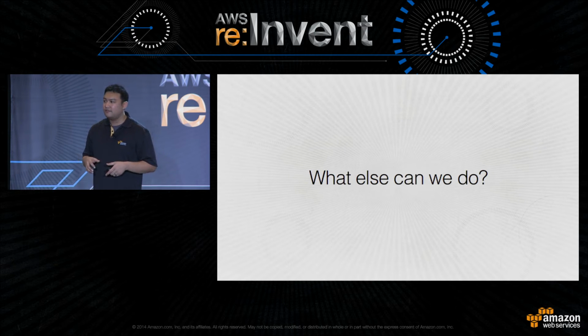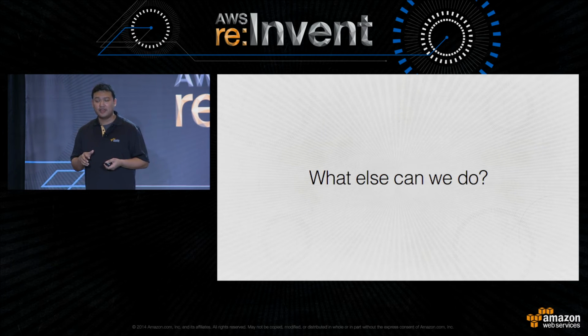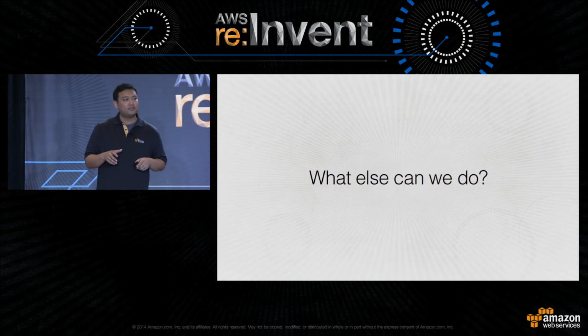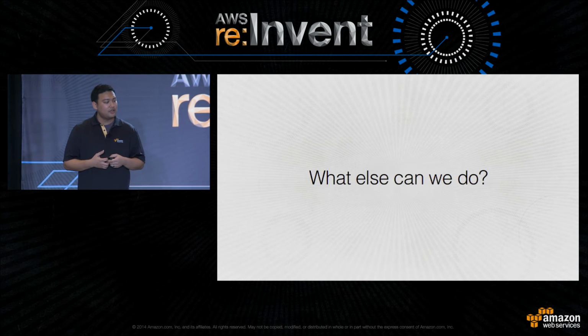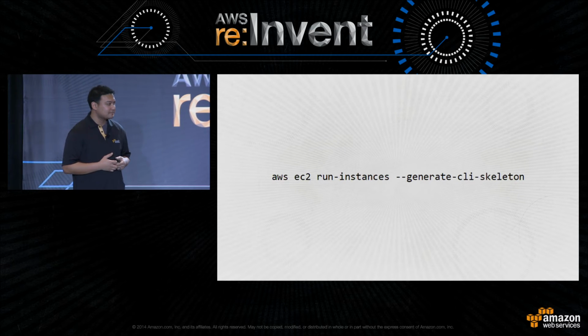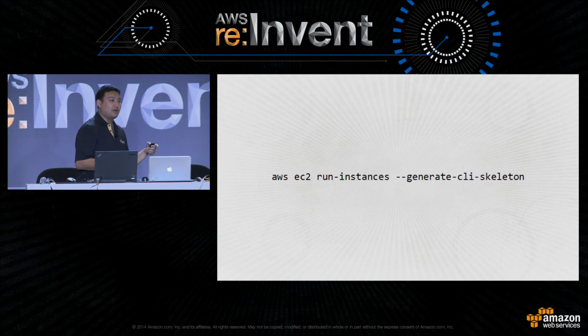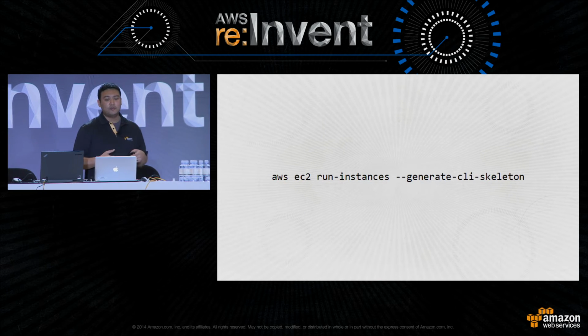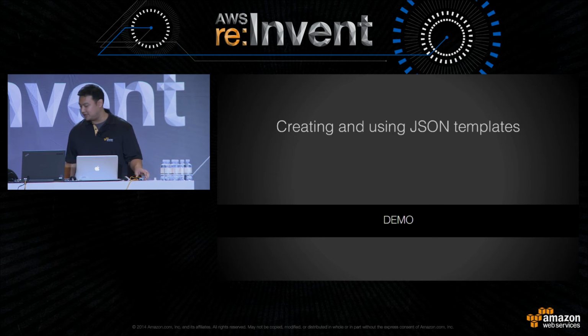Because we have an input model that tells us exactly how the input structure needs to look, it would also be great if it was possible to generate what that sample input looks like. And you can do that using --generate-cli-skeleton. And what this will do is it will generate a sample JSON document of all the input, and then it will write that to standard out. I'm going to give you an example of what that looks like.